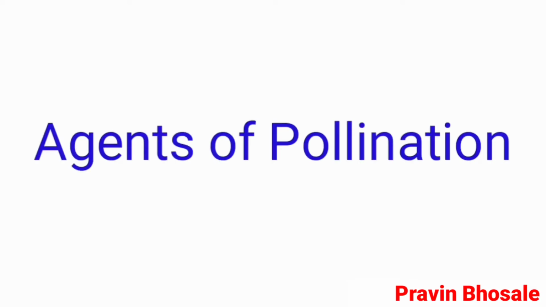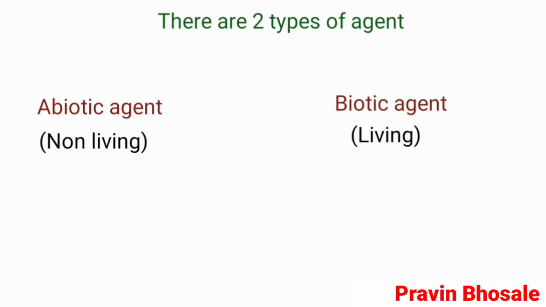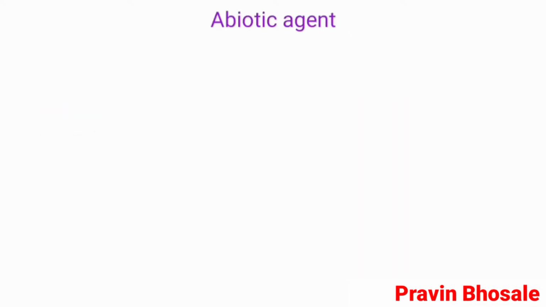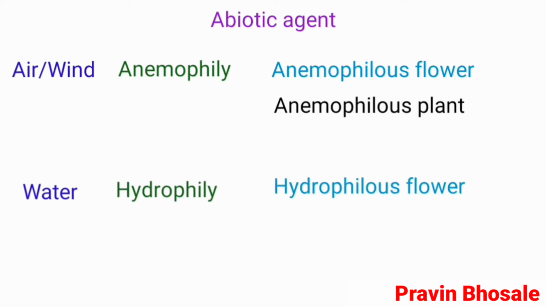Hello students, let's revise the various agents of pollination. There are two types of agents that do pollination. One is abiotic, that is non-living, and another is biotic, living. Abiotic agent: when pollination is done by air, it is called anemophily, and the flower is called an anemophilous flower. When pollination is done by water, it is called hydrophily, and the flower is called a hydrophilous flower.